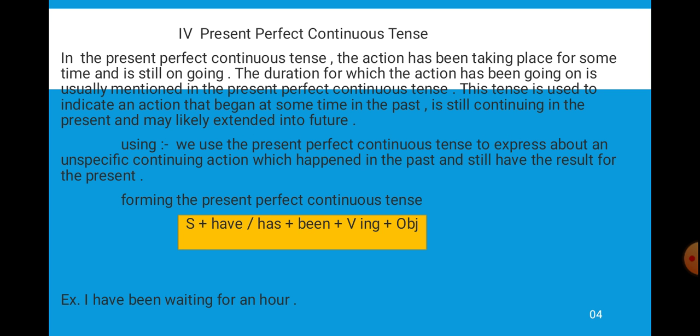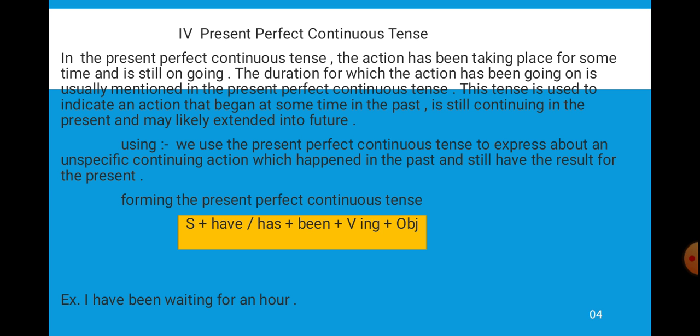Now, fourth tense is present perfect continuous tense. In the present perfect continuous tense, the action has been taking place for some time and is still ongoing. The duration for which the action has been going on is usually mentioned in the present perfect continuous tense. This tense is used to indicate an action that began at some time in the past, is still continuing in the present, and may likely extend into the future.